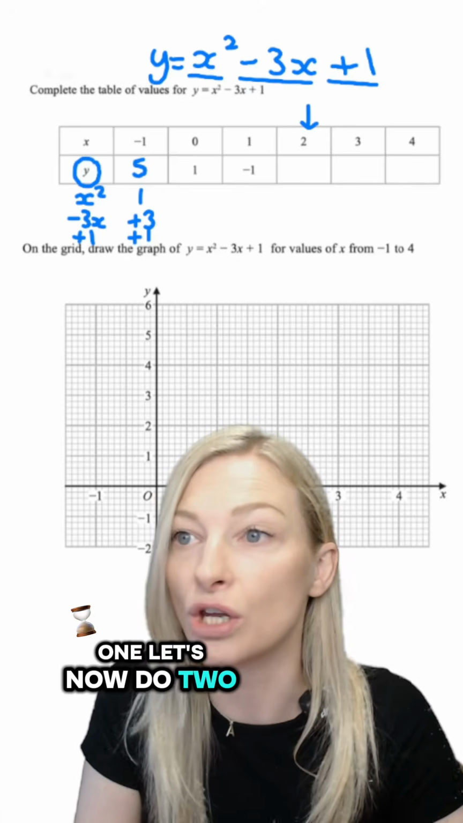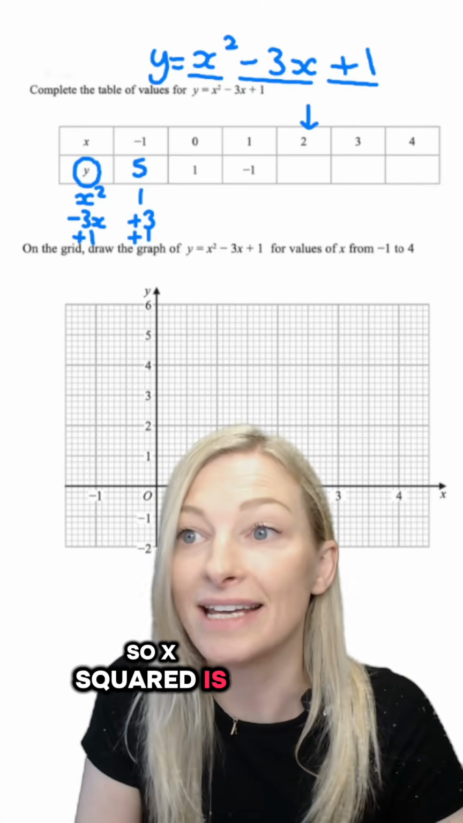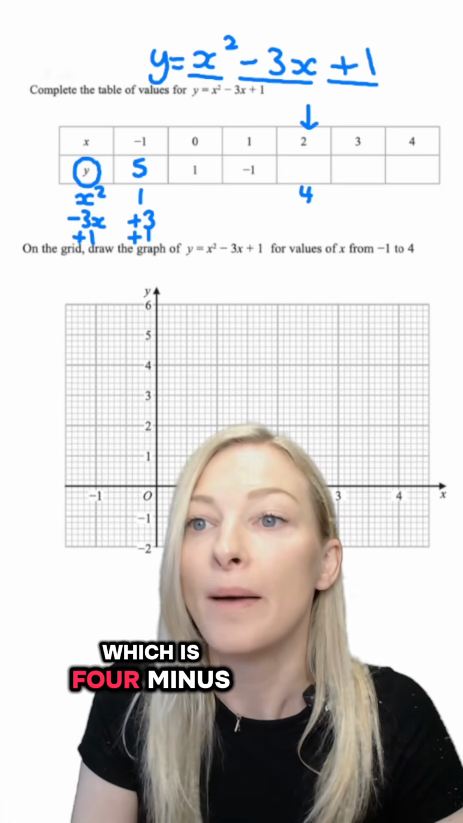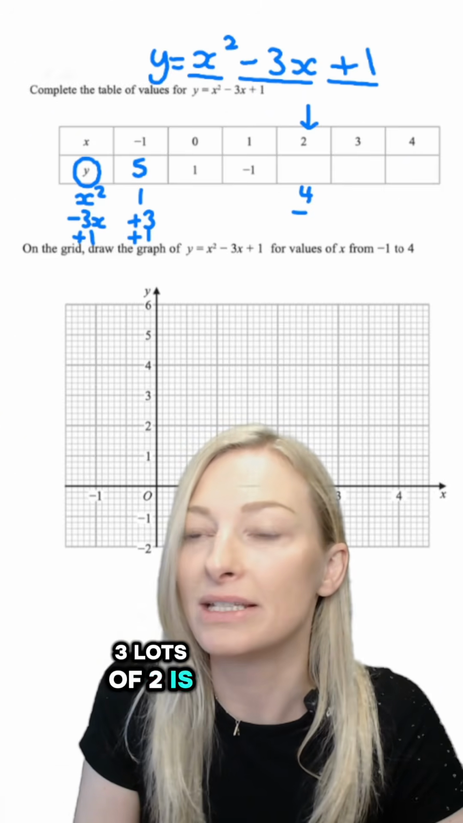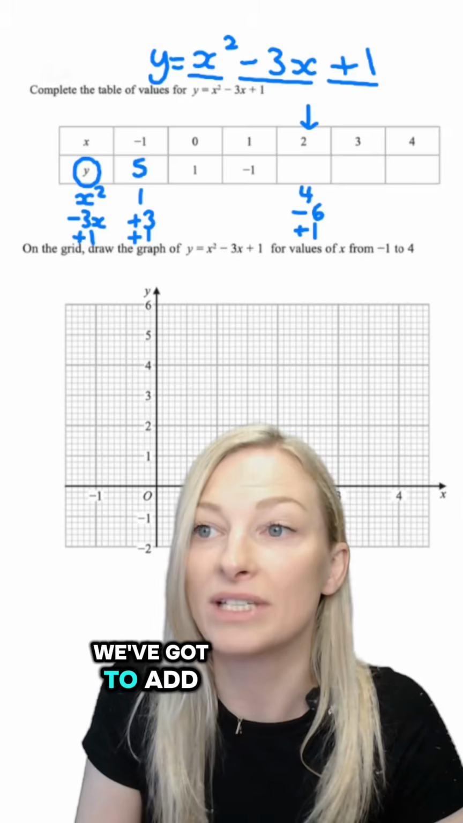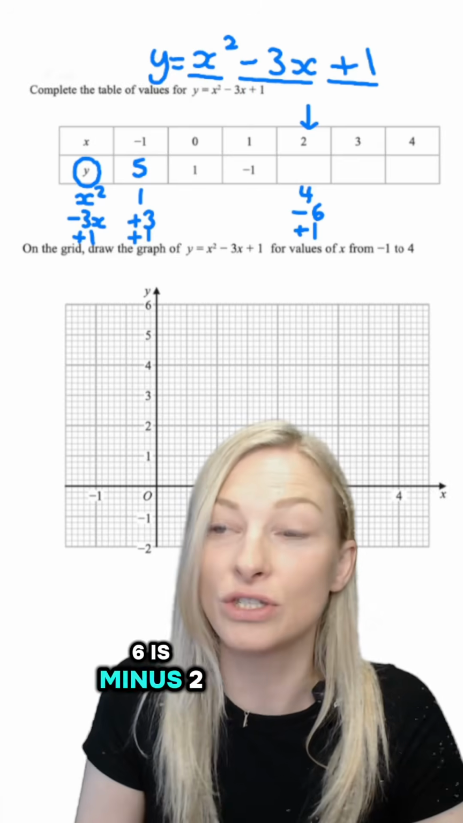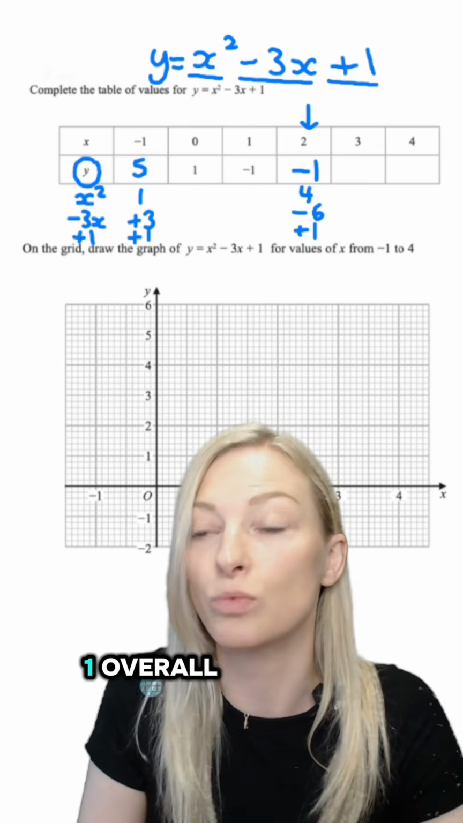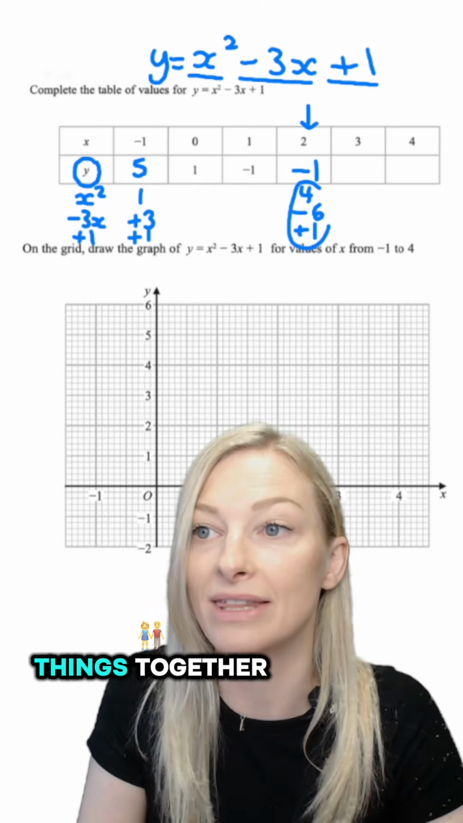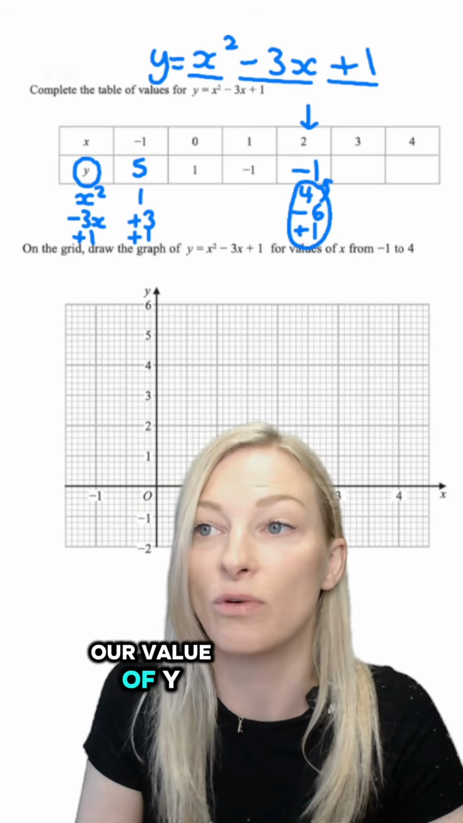Let's now do 2. So x squared is 2 squared, which is 4. Minus 3 lots of 2 is minus 6. And then we know we've got to add that 1. That's what the rule says. So 4 take away 6 is minus 2. Add 1 is minus 1 overall. When we add those three things together, we're going to get our value of y up there.